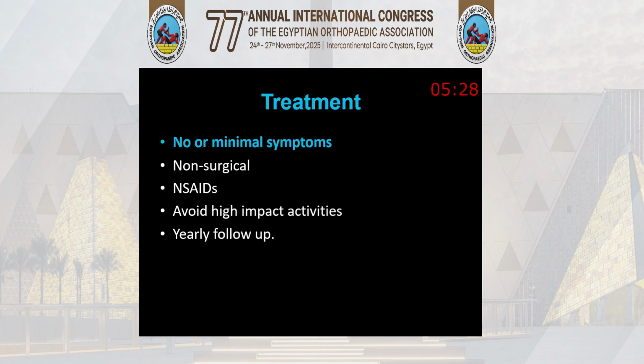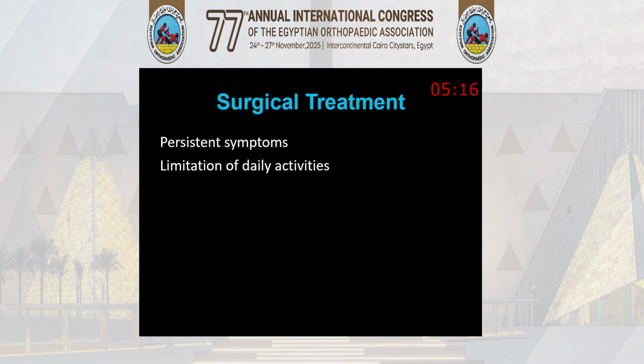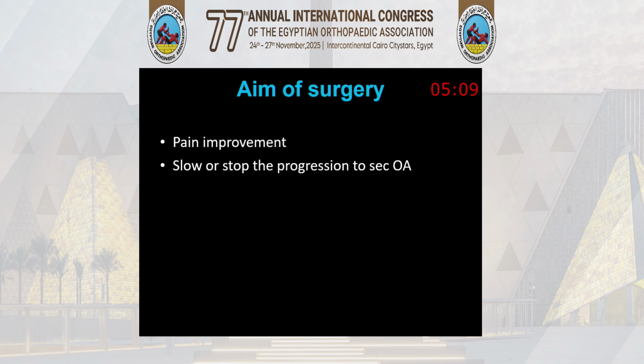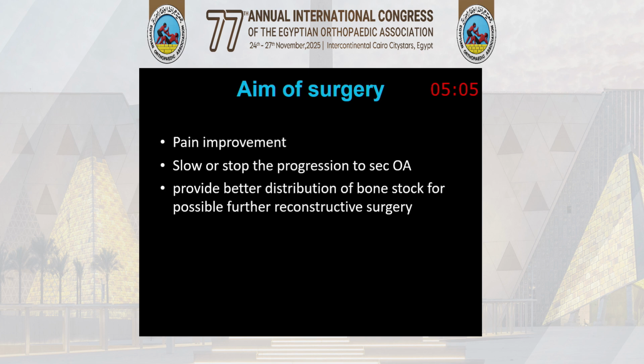So treatment: if there are no or minimal symptoms, we can apply non-surgical treatment, non-steroidals, avoiding high-impact activities, and physiotherapy in the form of abductor strengthening and iliopsoas strengthening. Surgical treatment is usually indicated when there are persistent symptoms with limitation of daily activities. The aim of surgery is to improve pain, slow or stop the progression of secondary osteoarthritis, and also to provide a better distribution of bone stock for possible further reconstructive surgery.